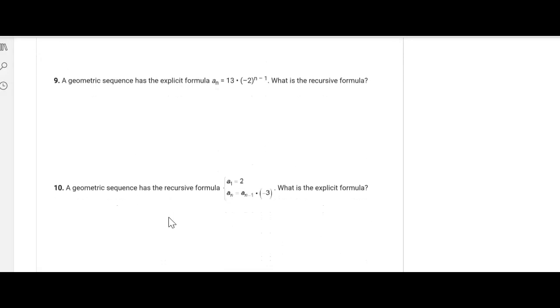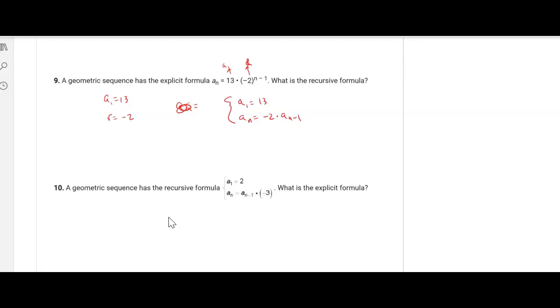Now, if the geometric sequence has this explicit rule, what is the recursive? So from here, I know this is my a sub 1, this is my common ratio. So if a sub 1 is 13 and my ratio is negative 2, then I know right away a sub n, it's recursive. So we say a sub 1 is 13. Then a sub n is equal to my common ratio, negative 2, times my previous term, a sub n minus 1.